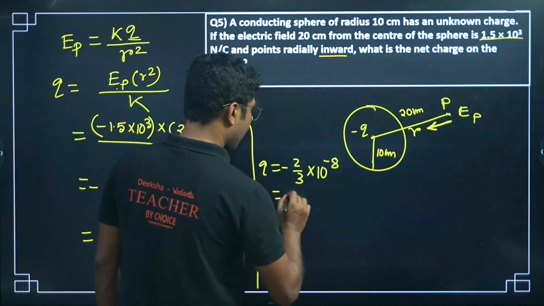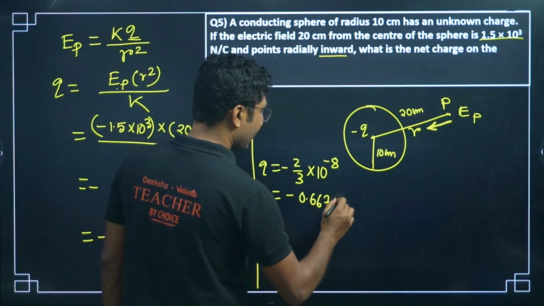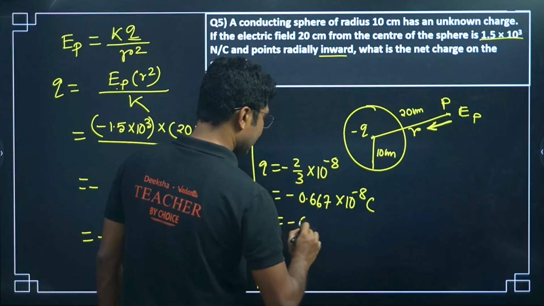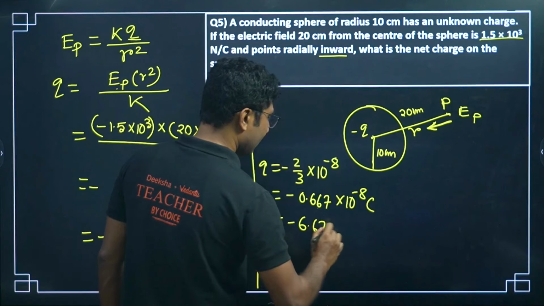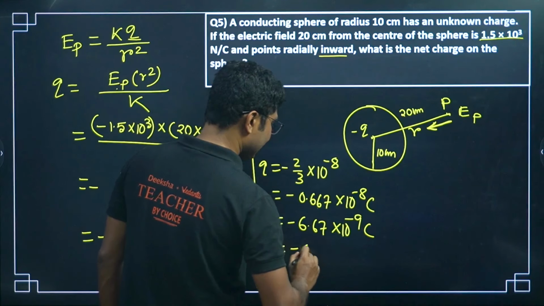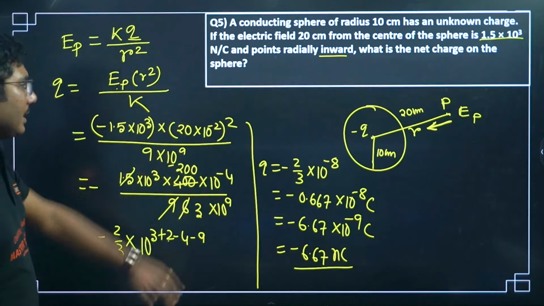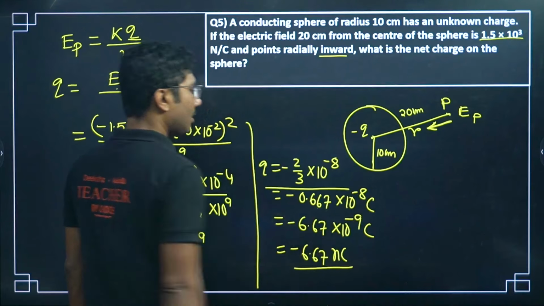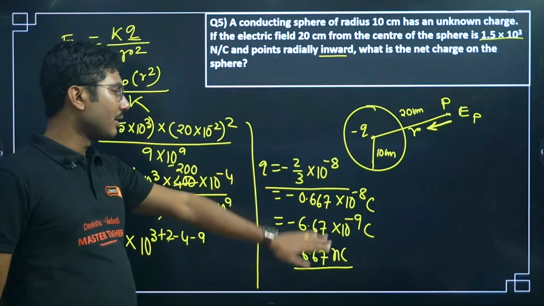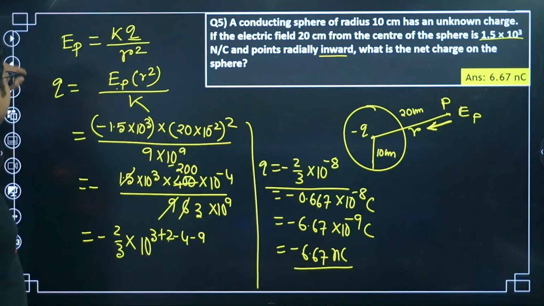So, it will be minus 0.667 into 10 to the power of minus 8 coulomb, or minus 6.67 into 10 to the power of minus 9 coulomb, or minus 6.67 nanocoulomb. Okay. So, you can leave your answer here. If you leave your answer over here, you will get full marks. If you have some time, you can do up to this stage to make it look better. So, 6.67 nanocoulomb is the answer.